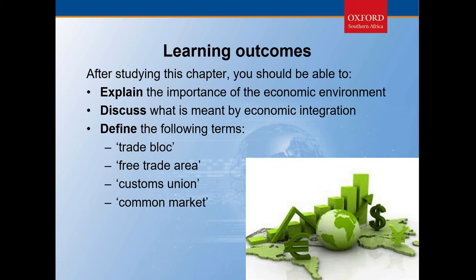The outcomes covered in the chapter: after this chapter, you should be able to explain the importance of the economic environment and what is meant by economic integration. We're going to look at things like trade blocks, free trade areas, customs unions, and common markets.